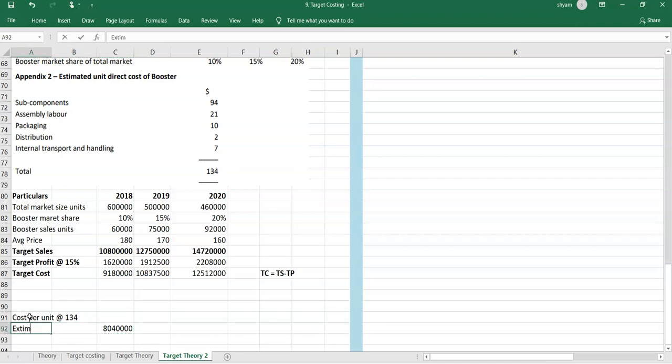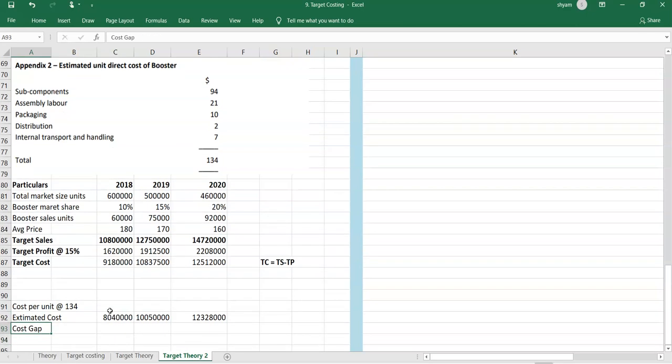Our estimated cost will be this number, 134 into the units. In the same way, we have to find out for other numbers. So the difference between these is the cost gap. So cost gap is a very important number. So our estimated cost should be less. The estimated cost and target cost should be equal, or the estimated cost should be less. It should be less.